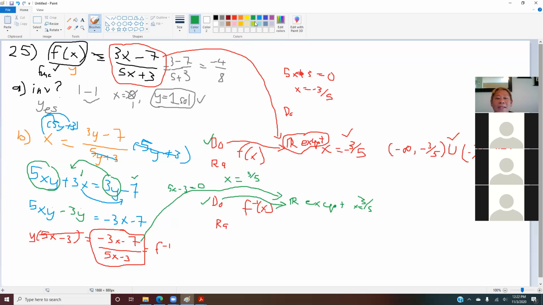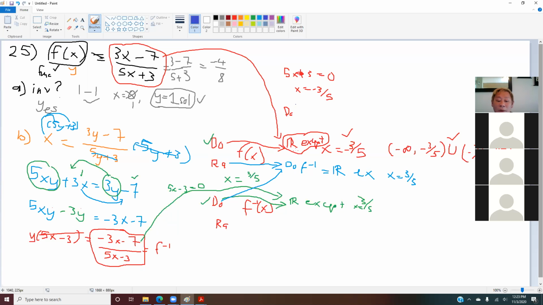Now my question is, how do you find the range of this function? Anyone know how to find the range of this? Actually, you do not need to find it. You do not need to really do any math or work on it. The reason is that the range of this function is exactly the same as the domain of the inverse function. So the range for this is going to be all real numbers except x equals 3/5.